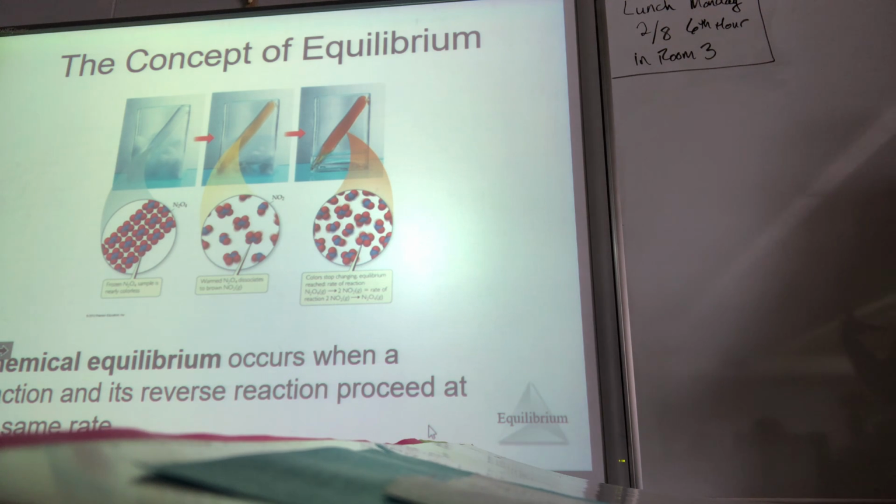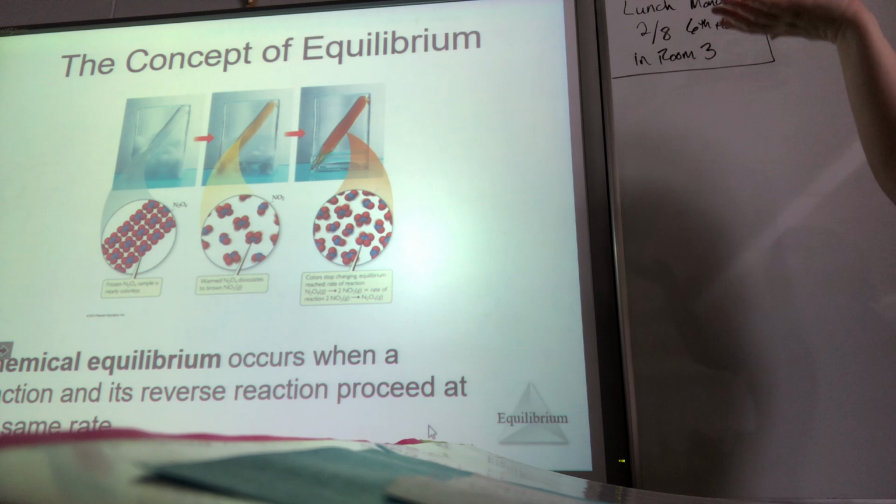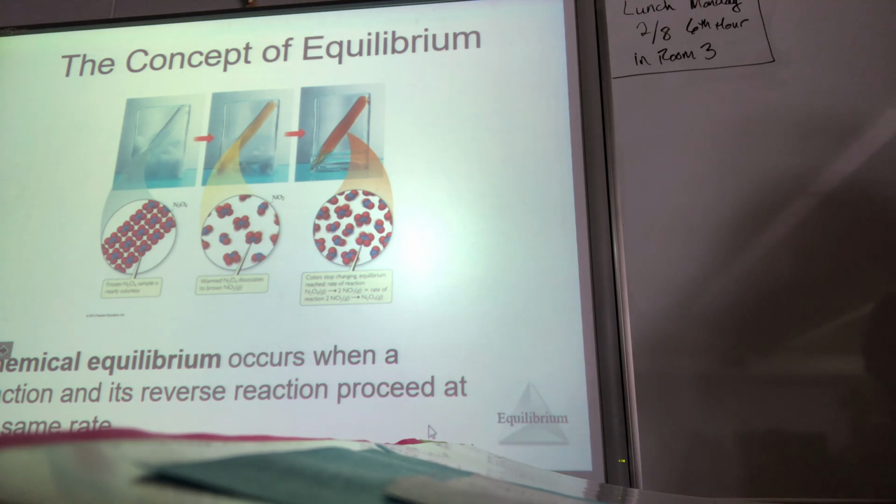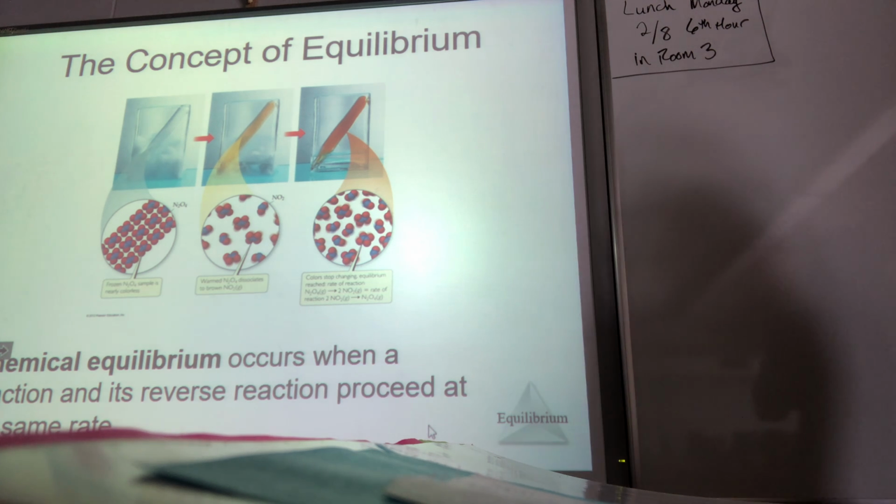Okay? So in equilibrium, the very basic concept is that at some point a reaction stops producing and gets to this point where at the rate that it's producing new substances, it's also moving in the opposite direction to produce the reactants at the same time. So the forward reaction and the reverse reaction are equal as far as the rate of the reaction itself.